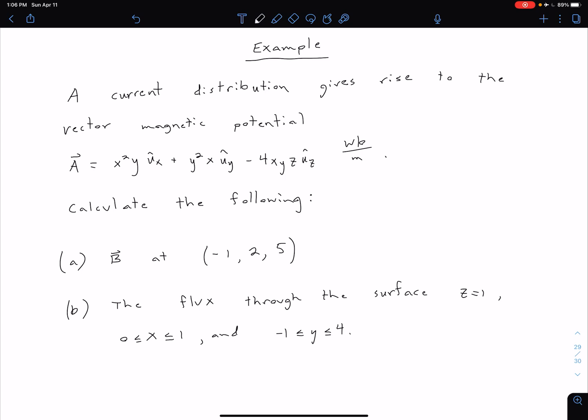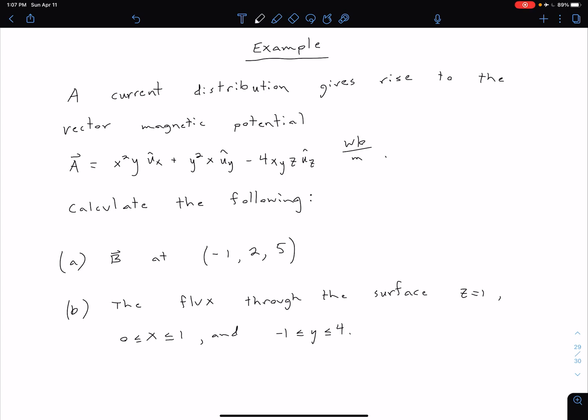We want to calculate our magnetic flux density B at point (-1, 2, 5). We also want to calculate the flux through the surface z equals 1 for x between 0 and 1 and y between -1 and 4. As always, I encourage you to pause the video and work through the example by yourself before coming back to see the solution here.